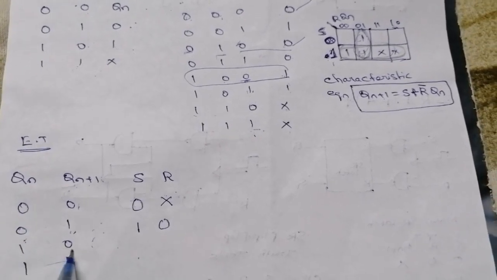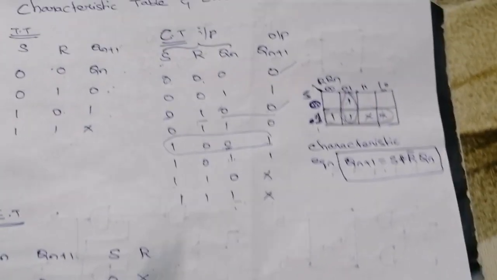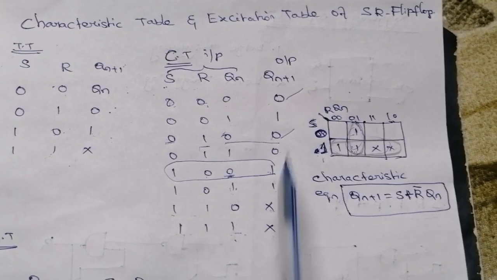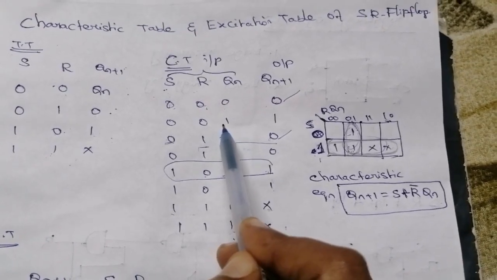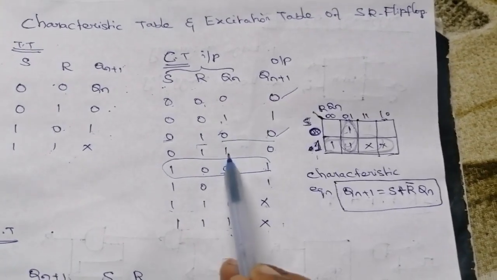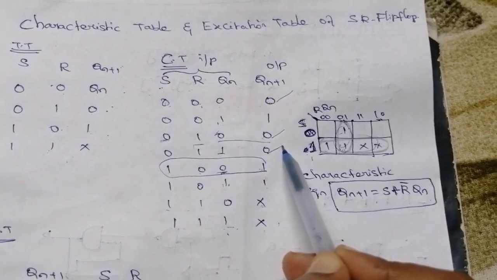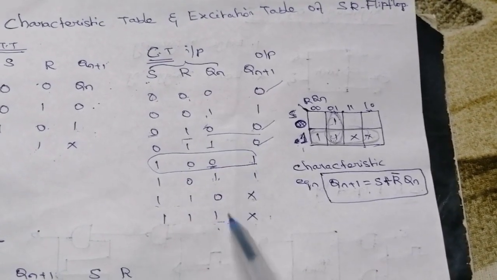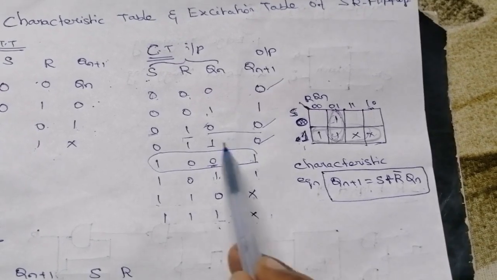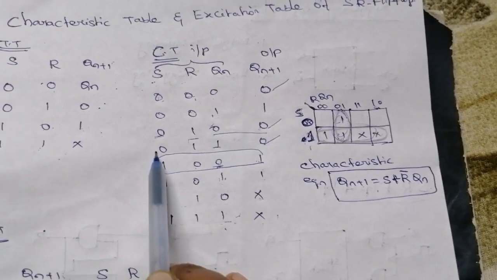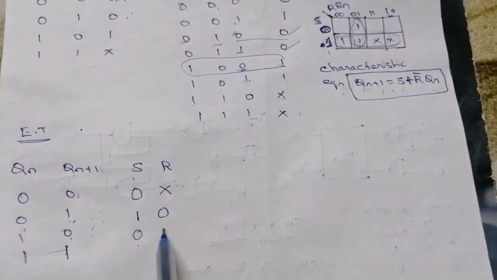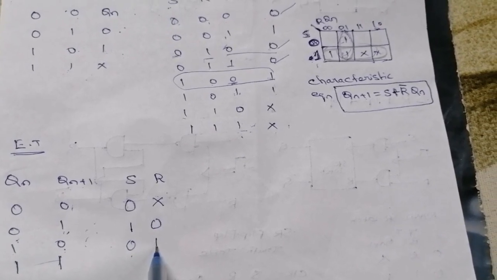Next we'll check 1 and 0 for Qn, Qn plus 1 from this characteristics table. Qn is 1, Qn plus 1 is 0. This is the only possibility. There is no other combination for this 1 and 0. So for the 1 and 0 Qn, Qn plus 1 combination, the S value is 0 and the R value is 1, right?